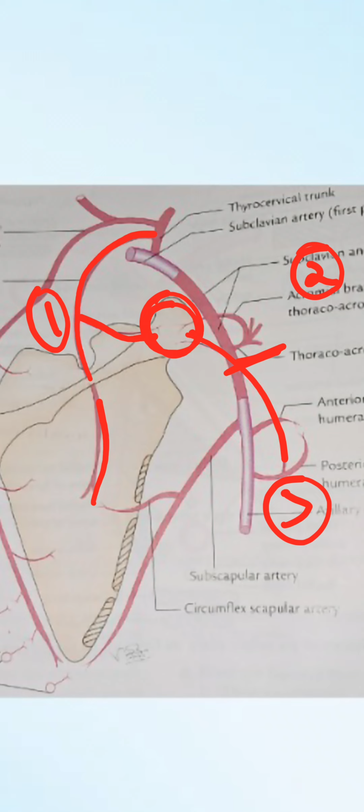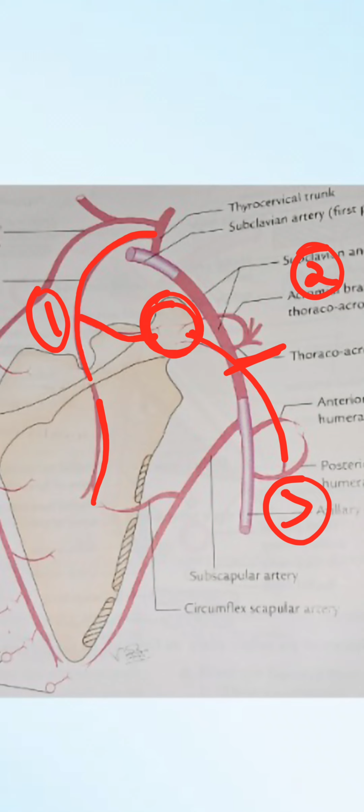So first, the acromion branch of the suprascapular artery. Second, the acromion branch of the thoracoacromial artery, and third, the acromial branch of the posterior humeral artery. These are the main arteries which are involved in the anastomosis around the acromion process of the scapula.